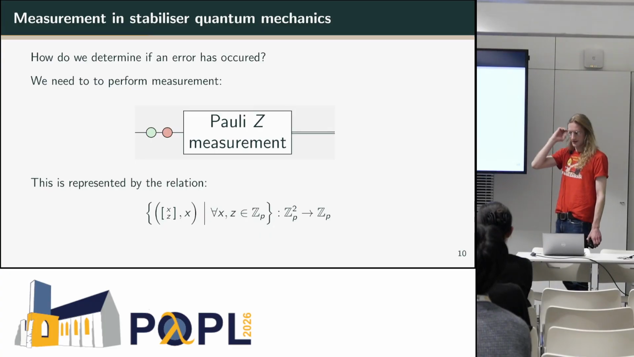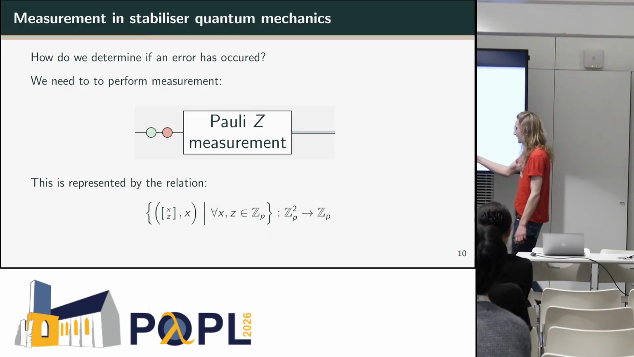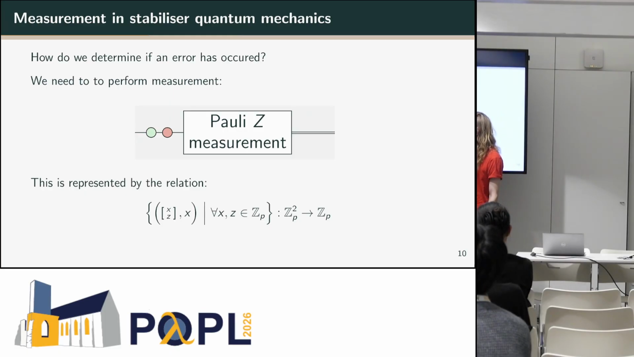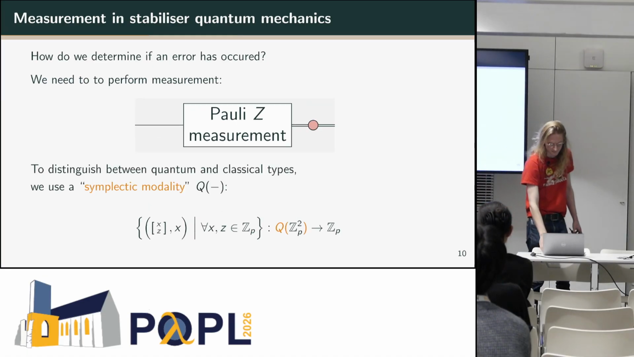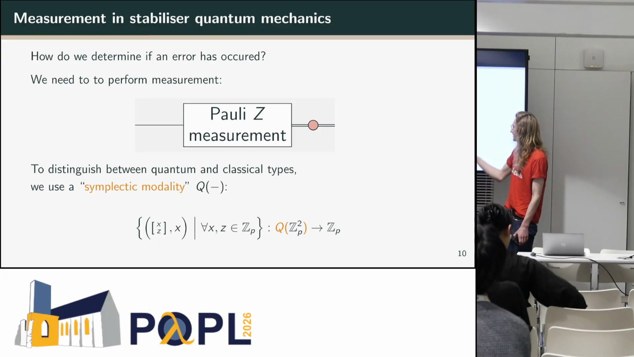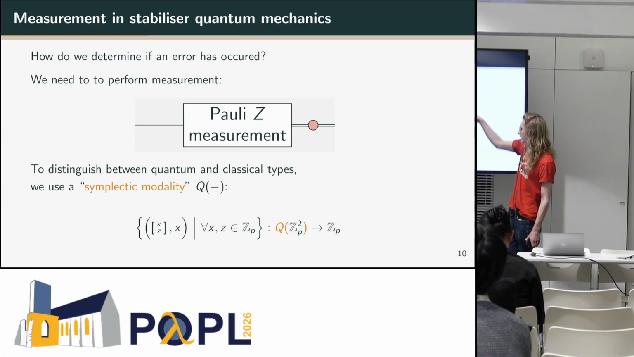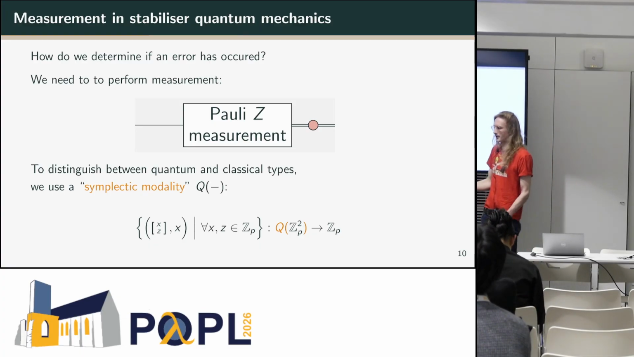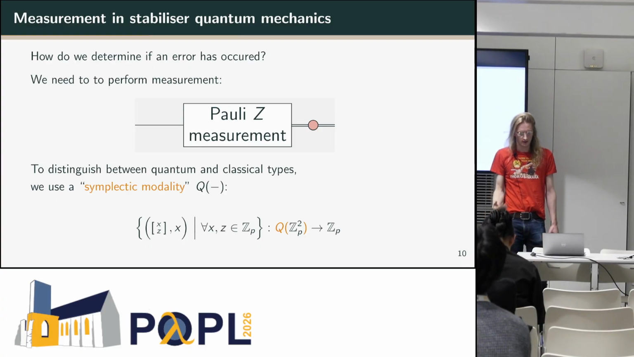So we can think of this as a relation as well. And what it does is it takes the two stabilizers, the X and the Zs, and it just forgets the Zs. And we're going to annotate the quantum subspace with a Q, because here this is a classical wire, and here this is a quantum wire. So they're really two different kinds of objects.